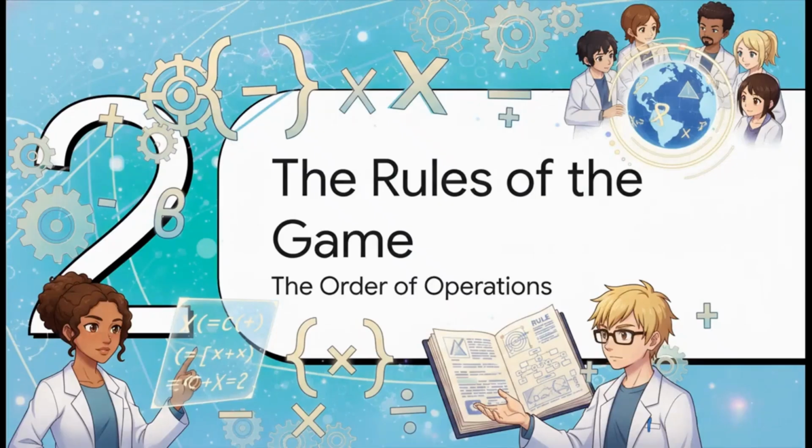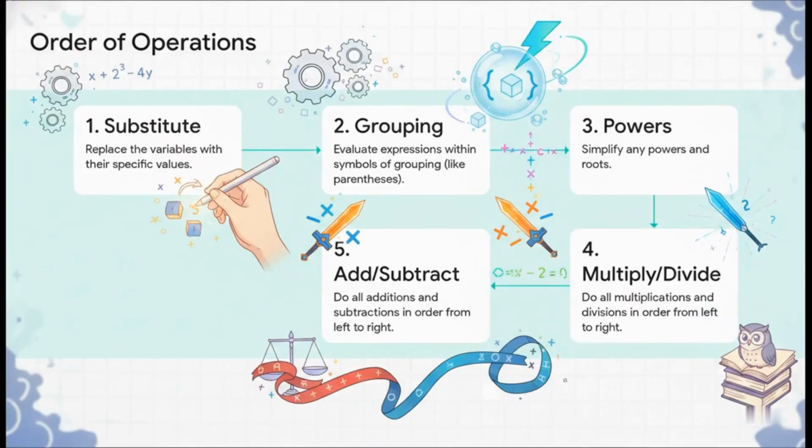Okay, part 2, the rules of the game. So we know what we need to do, but how do we do it? See, to make sure that everyone, and I mean everyone in the entire world, gets the exact same answer when they solve the same problem, we need a universal rulebook. And in math, that's called the order of operations. And here it is. This is our guidebook, the non-negotiable procedure for every single problem.